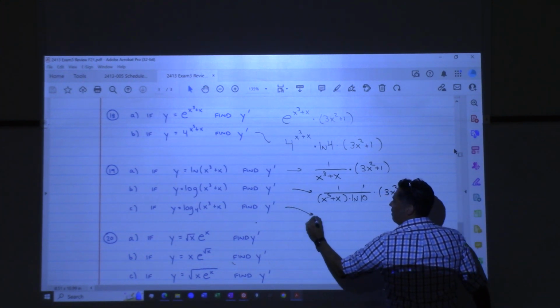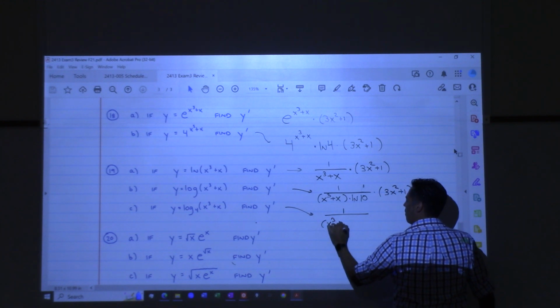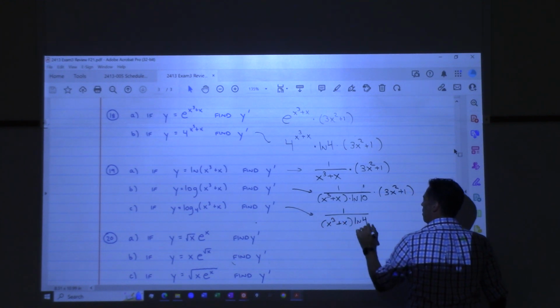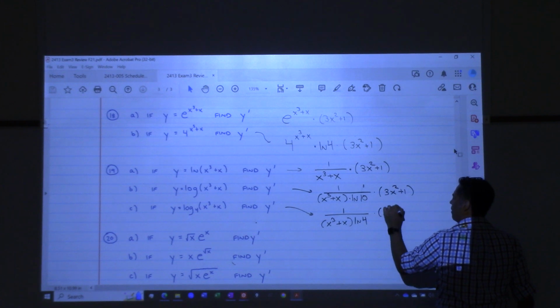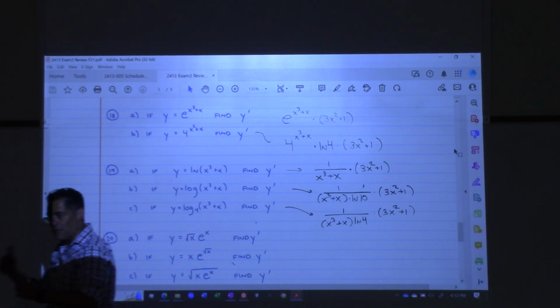And then this one is almost the same as the one above it, but there's a natural log of 4, and then times 3x squared plus 1. So these problems were just to kind of make sure you understand the differences, right?